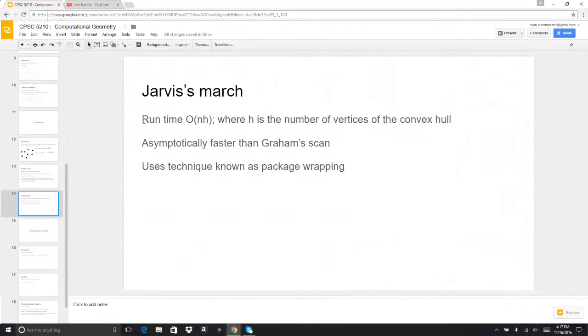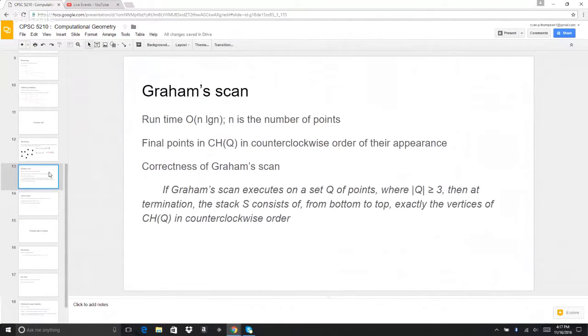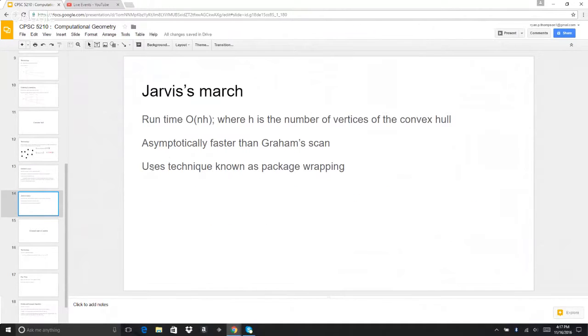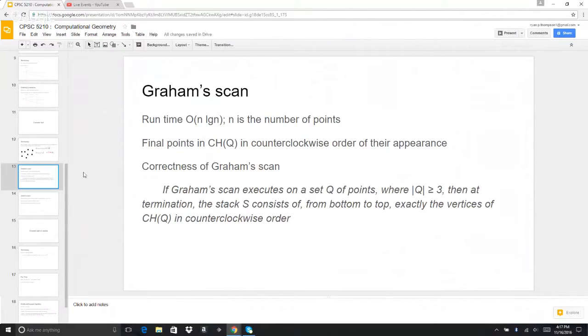So in Jarvis-March, you have a runtime of NH, where H is the number of vertices in the convex hull, and again, N is the number of points. Here, N log N can be very intensive. Jarvis-March is asymptotically faster than Graham's scan because you're not evaluating every point. You don't have that recursion call. It's the technique of package or gift wrapping.